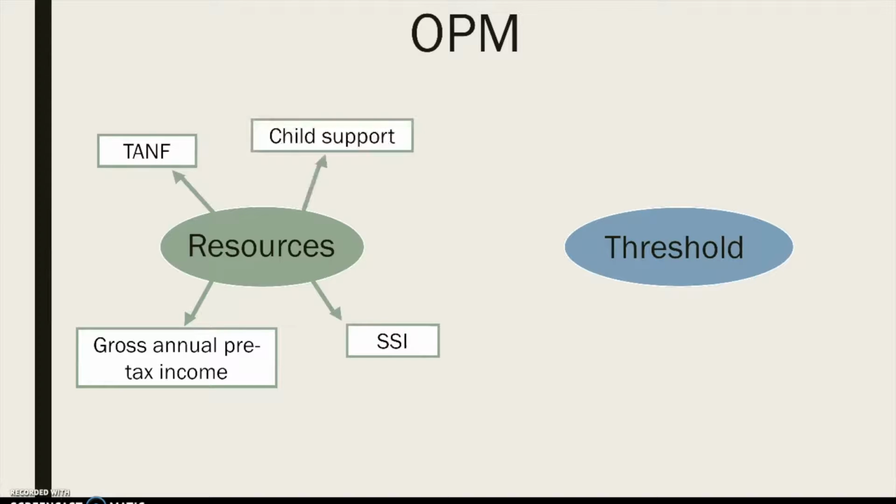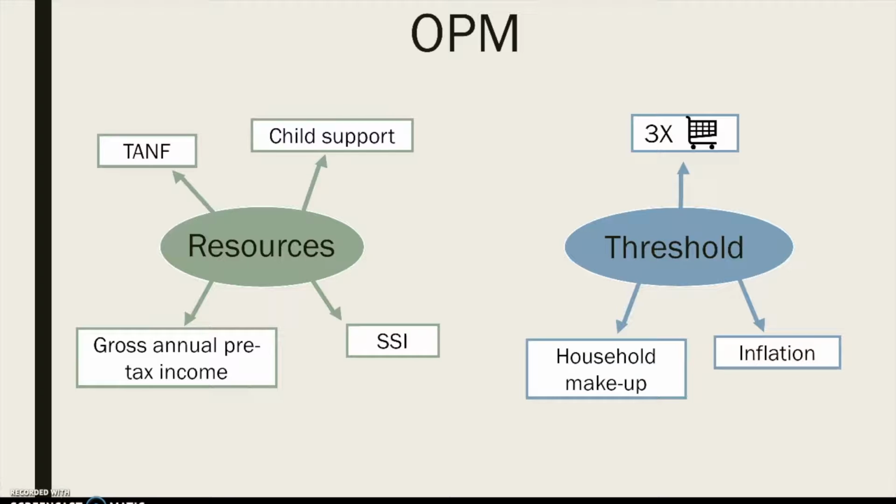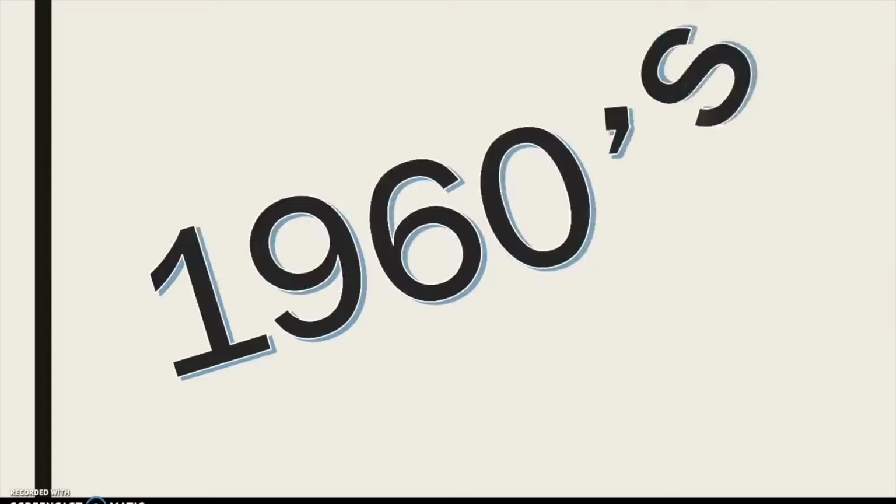The threshold it creates is equivalent to 3 times the cost spent on food. It was developed based on the finding that 1/3 of after-tax income is spent on food. The threshold is adjusted for household makeup and yearly for inflation. The main advantage to this measurement is the ease associated with attaining these quantitative values. However, there is a lot that the OPM leaves out of its simple equation. The measure is horribly outdated and does not reflect current economic realities.